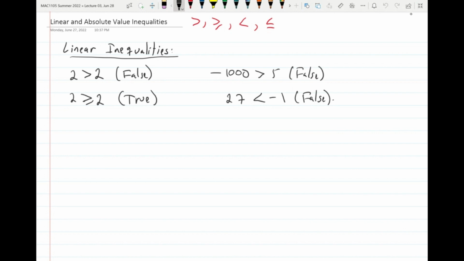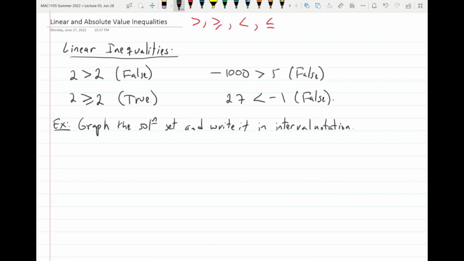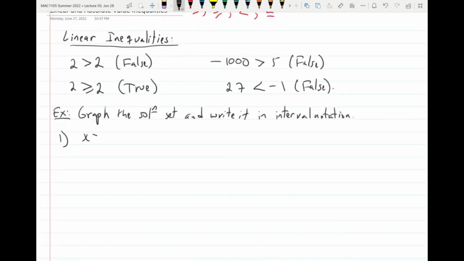Okay? So for these examples, let's graph the inequality, graph the solution set, and write it in interval notation. And from now on, every time that I ask you to solve an inequality, I always want to see the answer in interval notation. Okay? And let's start with stuff where we don't need to move things around, just to get the basics fixed.